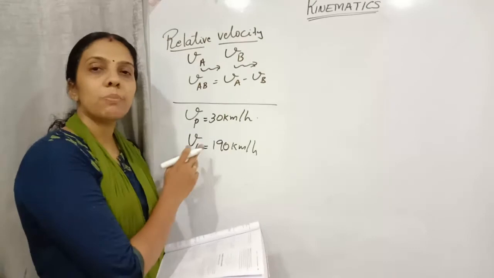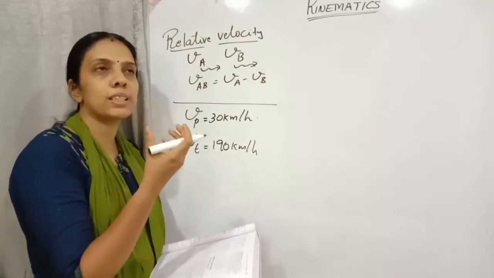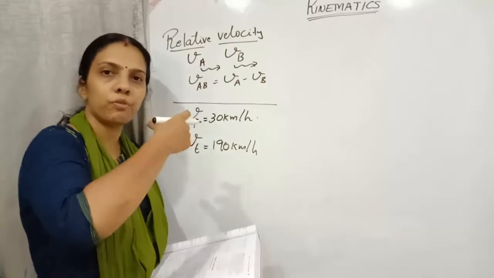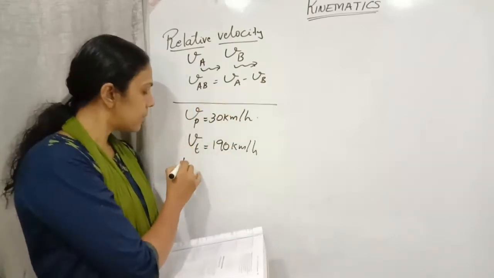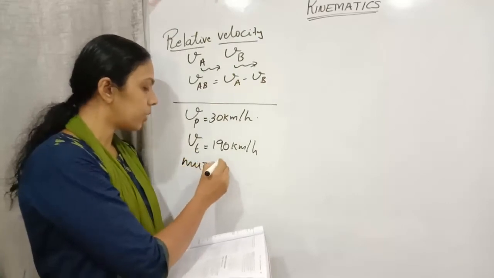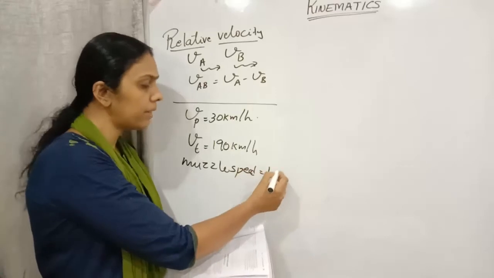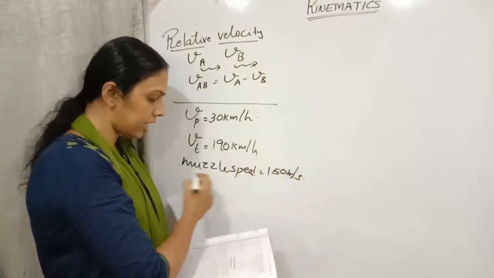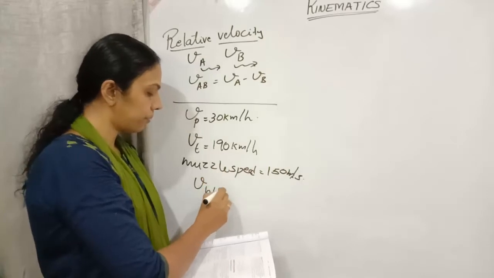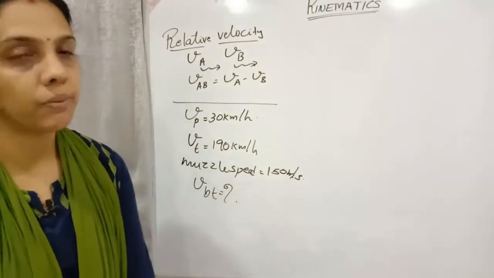So what is muzzle speed? Muzzle speed means the velocity with which the bullet is moving out of the gun. I will write it as muzzle speed equals 150 meter per second. Find the speed of the bullet with respect to the thief's car. So the speed of the bullet with respect to the thief's car is what we need to find out.